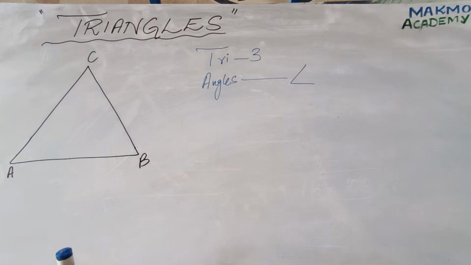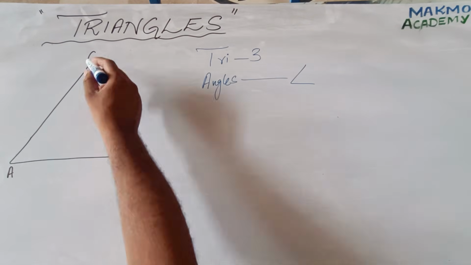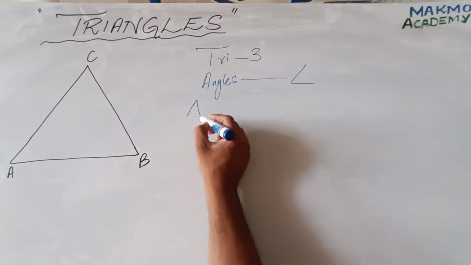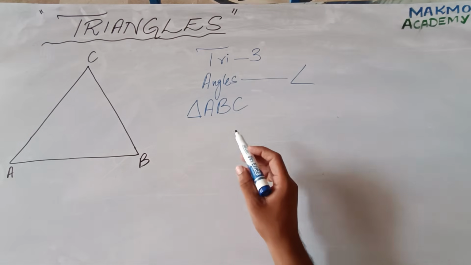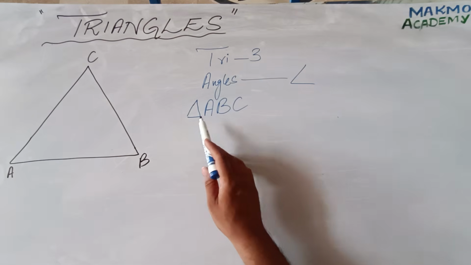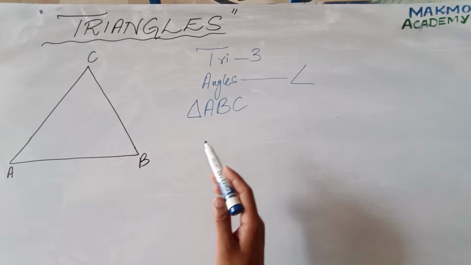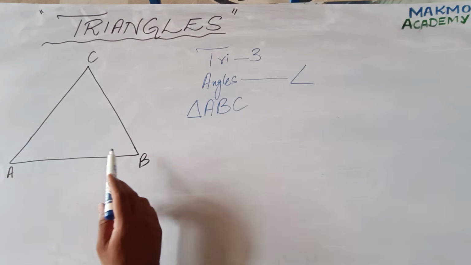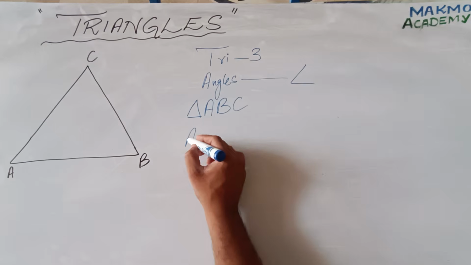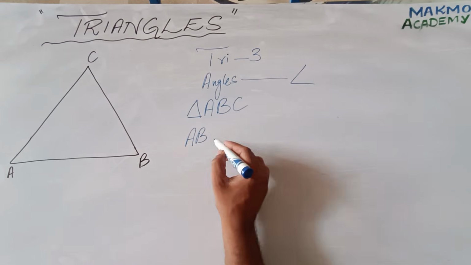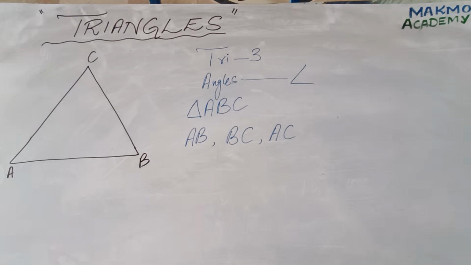As you can see, we have a triangle in front of us and the name of the triangle is ABC. This is the abbreviation of triangle ABC. When we have to write triangle ABC, we write this symbol. It means that it has three angles, angle A, angle B and angle C. It also has three sides, side AB, side BC and side AC or CA, both are the same thing, order doesn't matter.